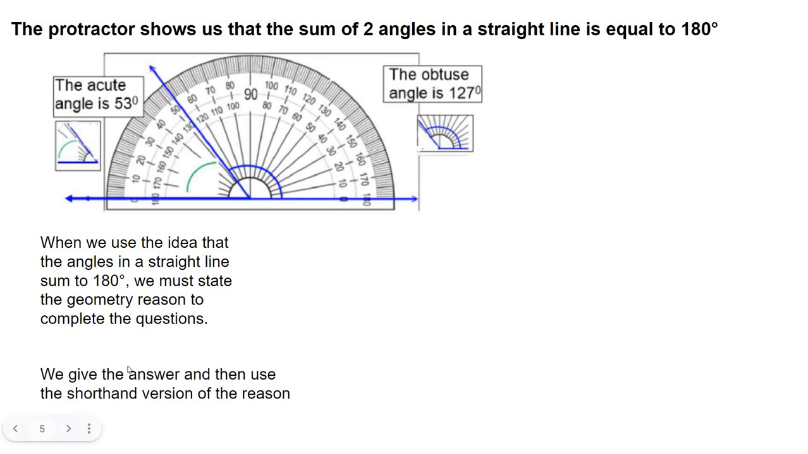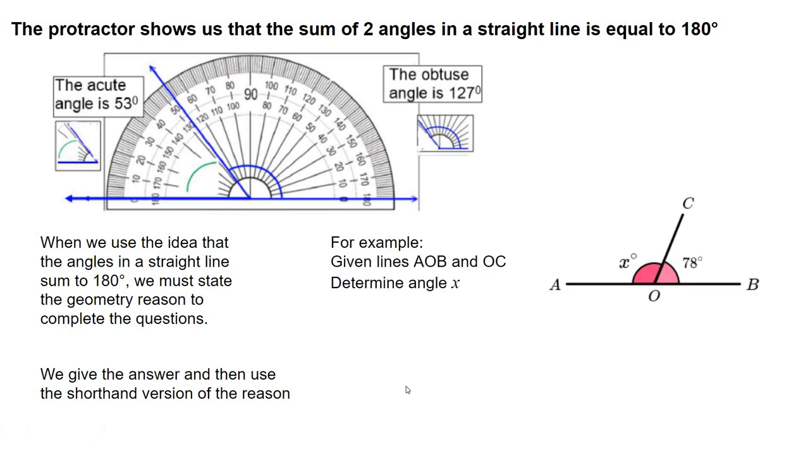We have to give the answer, but then we have to give a shorthand version of the reason. So here's a question. For example, you're given that there are two lines, AOB, and a line OC, kind of raised, that form two angles, x degrees and 78 degrees. Now you're asked to find x degrees.